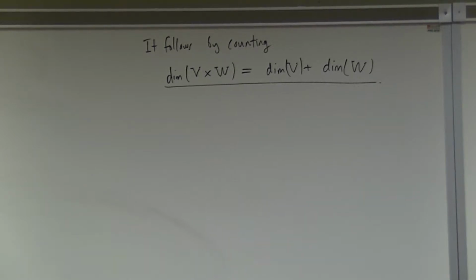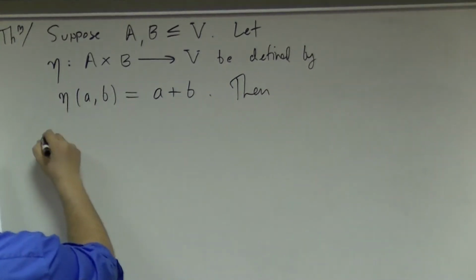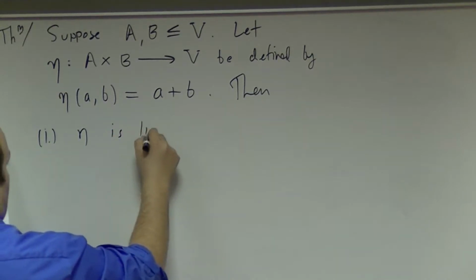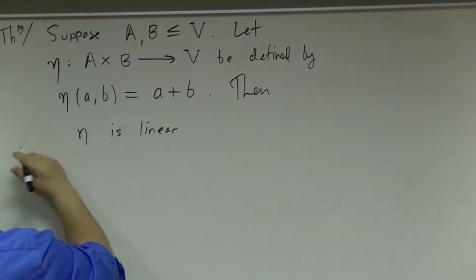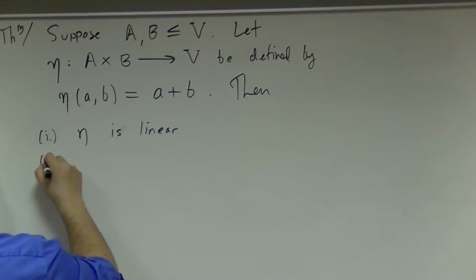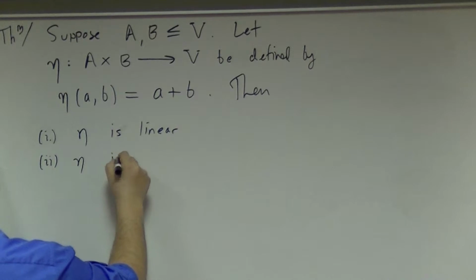to V, and let it be defined by eta of (a, b) equal to a plus b. Then, one, eta is linear. That's just by the nature of its definition. That's not up for grabs, and I'm not going to go through the proof of that. It's pretty obvious that that's linear if you look at it. Two, eta is injective.